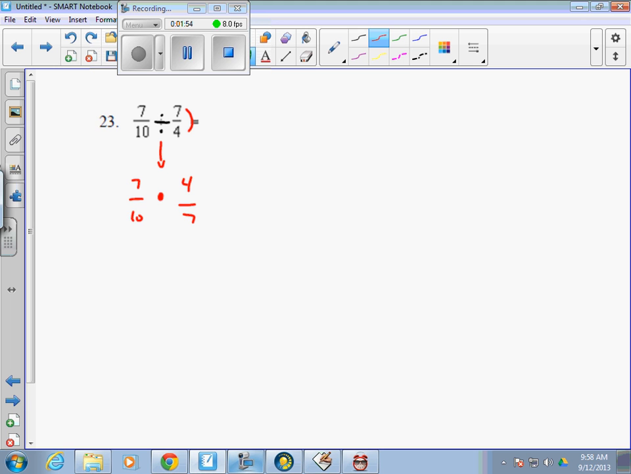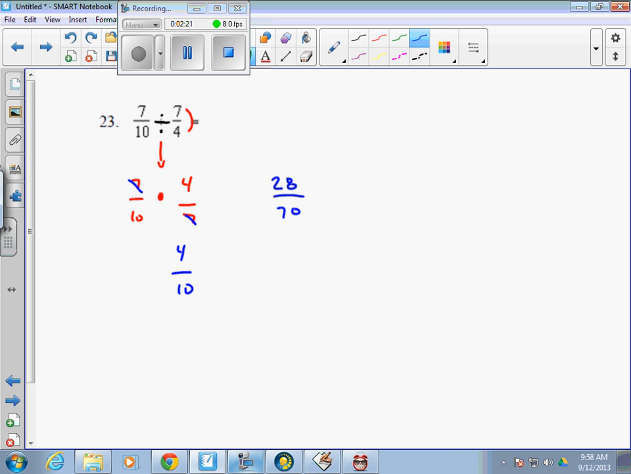If you understand what cross canceling is, you can see that there's a 7 at the top and the bottom of these fractions. You can cancel those out and be left with 4 over 10. If you did not see what that meant, simply multiply straight across. 7 times 4 is 28, and 10 times 7 is 70. And then you could take the number 7 out. 7 times 4 is 28, and 7 times 10 is 70.